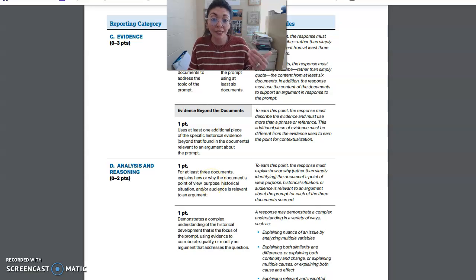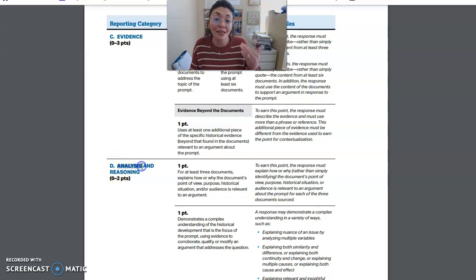So as you are explaining them, when you're done explaining generally the context of the document, for 3 of them, you need to specifically address how the point of view of this author is relevant to your argument, or how the purpose of this document is relevant to your argument, or how the historical situation or the audience is relevant to your argument. So you have to identify one part of the HAP for 3 of those 6 documents that you've used. Okay, and that would give you the analysis point.